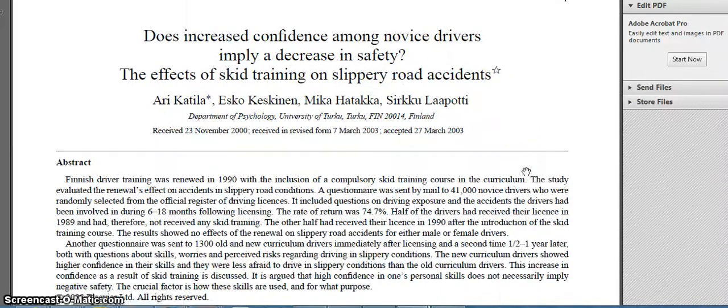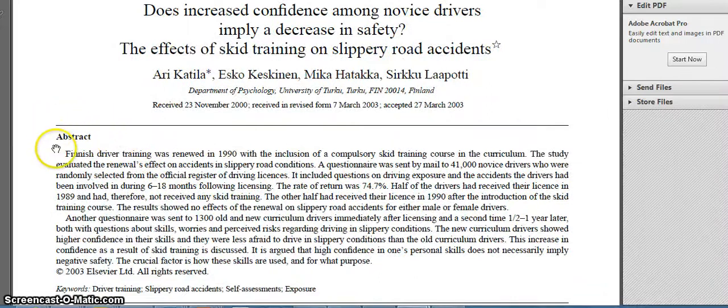The next thing we want to pay attention to is the abstract. Now that abstract gives us the summary of the article. It's very important to read it. It gives us the summary. Everything that's there is in the abstract, so read it carefully.